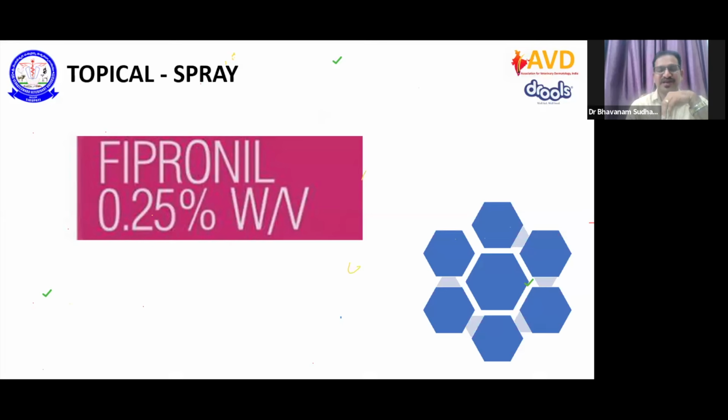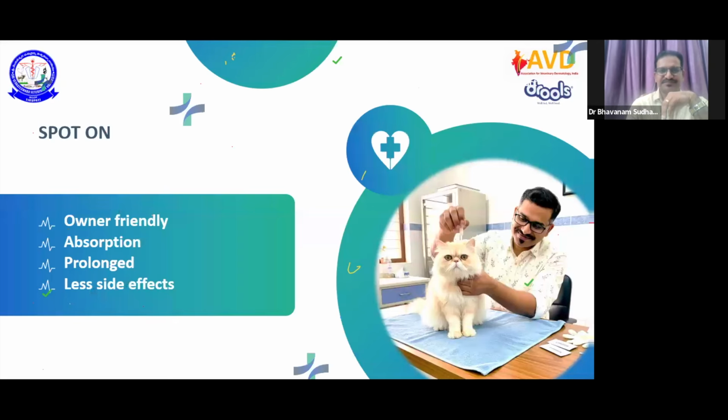Next one, when we have caution and fear of using oral drugs, you can choose the sprays. The most common spray we are using is fipronil 0.25. Many companies are available. The only caution here is that after spraying, many times the owners clean it. Actually, we need to spray, let it dry and wait without washing. Leave it, and we are going to see the dead fleas fall down. And fipronil also we are using.